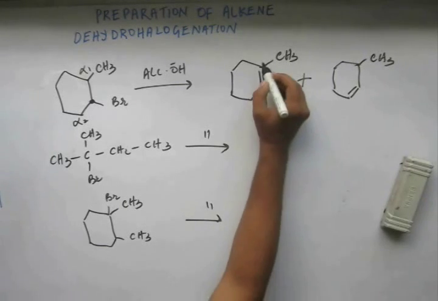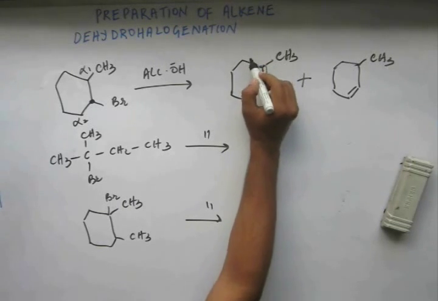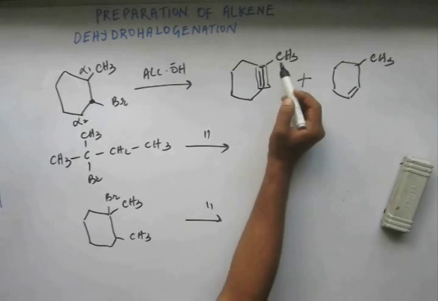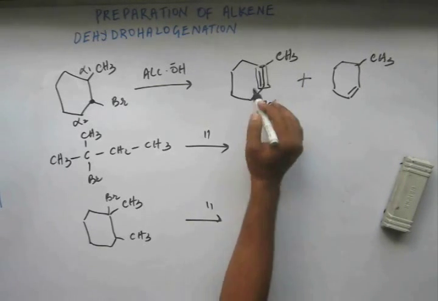So if we look here, this is the pi bond. On this carbon we have 2 hydrogen, on this carbon we have 2 hydrogen, and on this carbon we have 3 hydrogen. Altogether there are 7 alpha hydrogen to this pi bond.